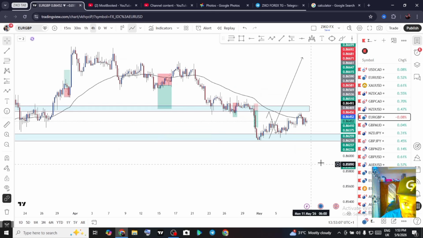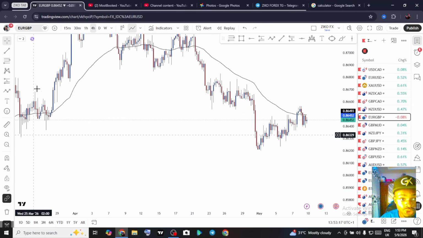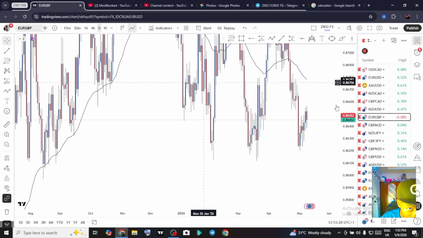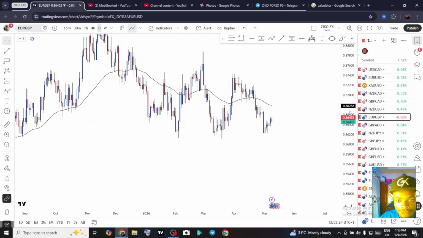I'm not changing anything. I'm just testing it in a day trading format instead of a swing trading format. I don't know if that makes sense, right? So that's that. Anyway, let us see what we have on Euro GBP daily time frame. All right, daily time frame.